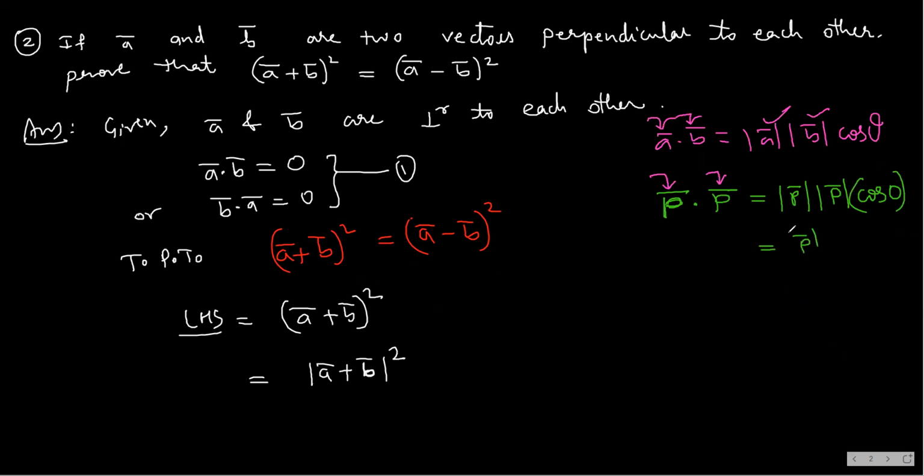You get mod of p bar square. So p bar dot p bar is equal to mod of p bar square. You see this? p bar dot p bar is mod of p bar square.